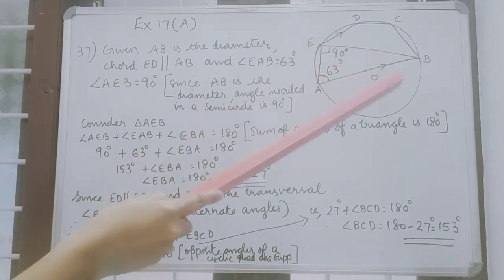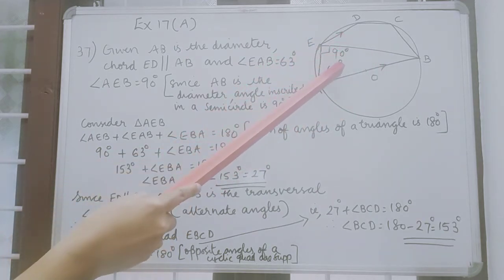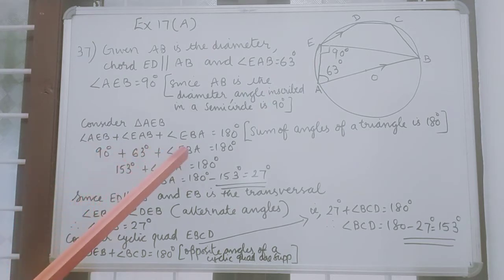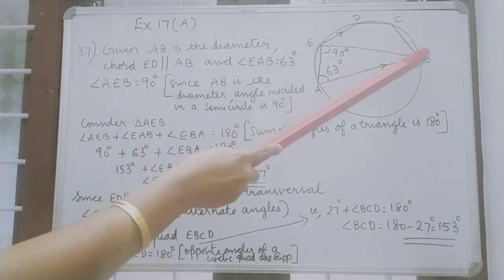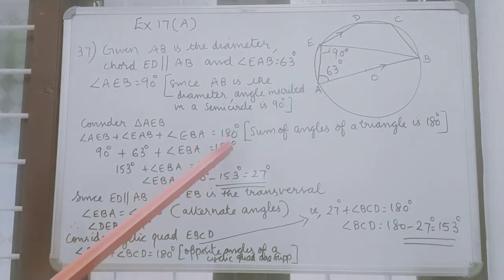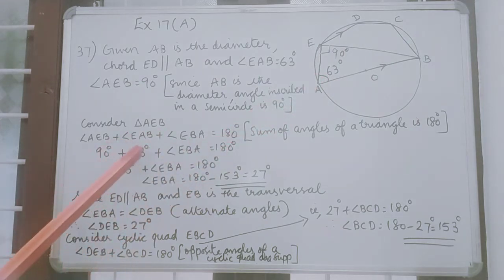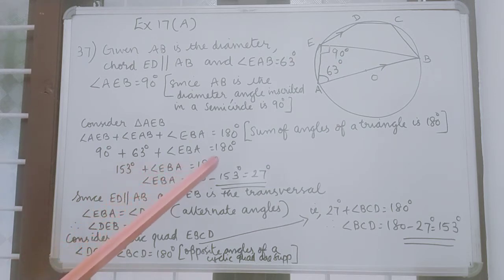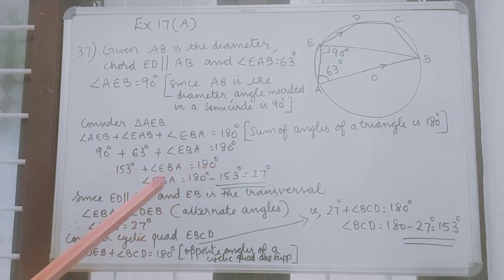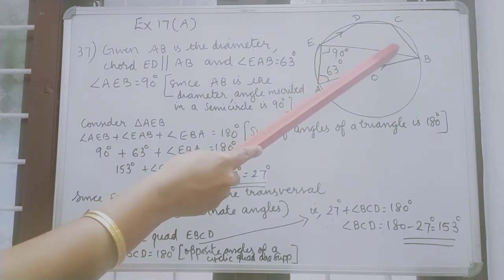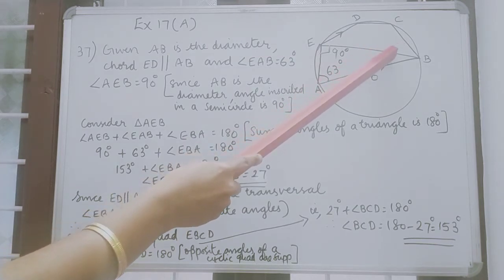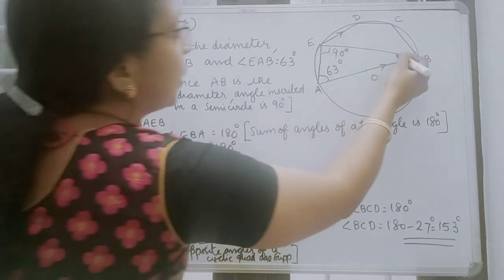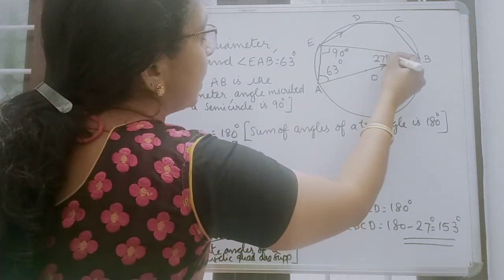ABE will be 180 minus the sum of these two angles. So that is 90 plus 63 plus angle EBA is equal to 180 degrees. So 90 plus 63 is 153, plus angle EBA is equal to 180 degrees. So EBA is equal to 180 minus 153, which is equal to 27 degrees. So this angle we got as 27 degrees.